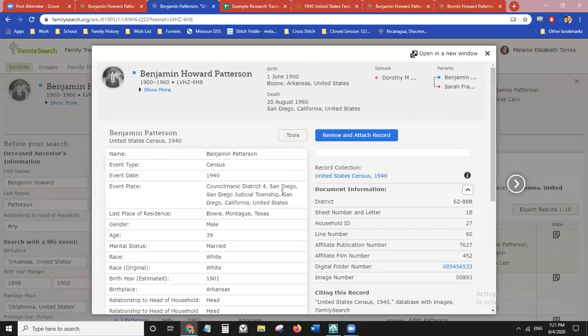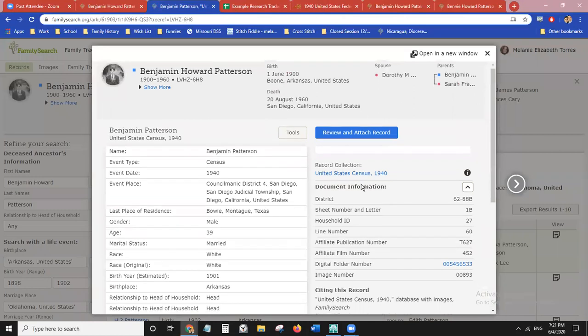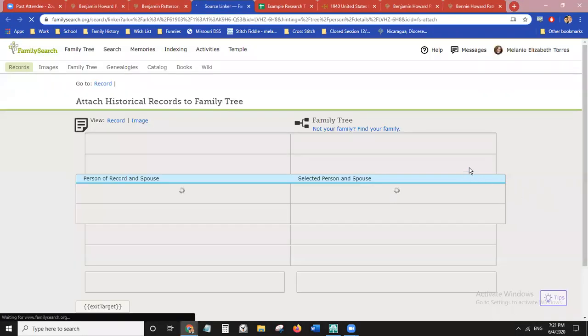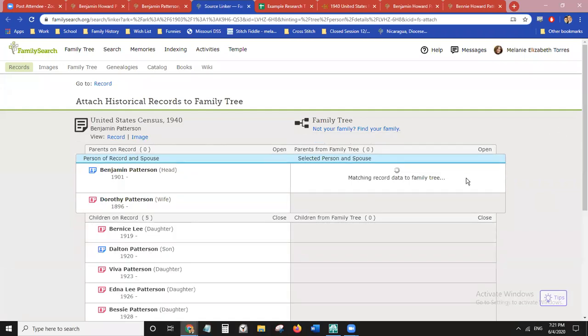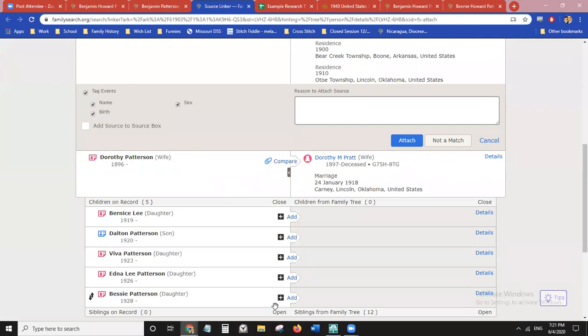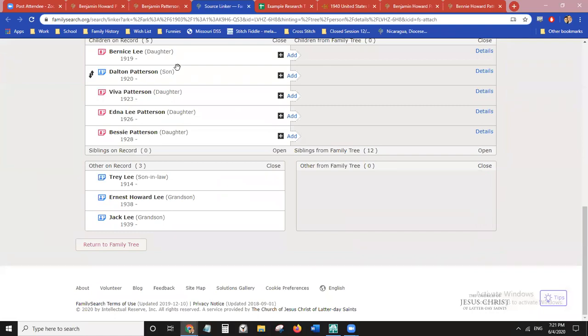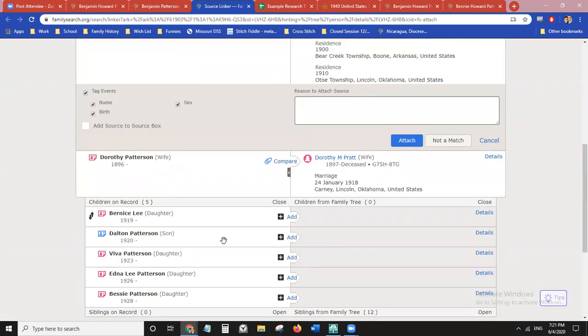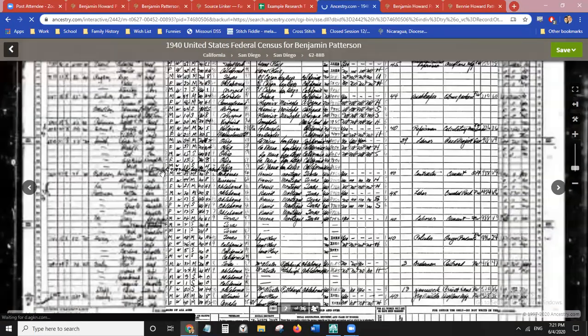We'll check that information. I already looked at the image on Ancestry. I'm going to go ahead and review and attach this. Okay, so the nice thing about this census is it also has all of these children right here. Now I need to pay attention. He's got 5 children right here, and then he's got some grandchildren and a son-in-law. So I need to make sure that I'm not attaching these people as children. I'm going to look at that census and look at that information a little better, make sure those names are spelled correctly.